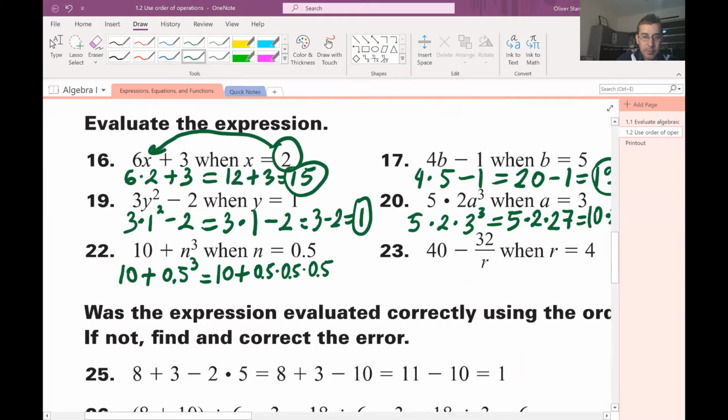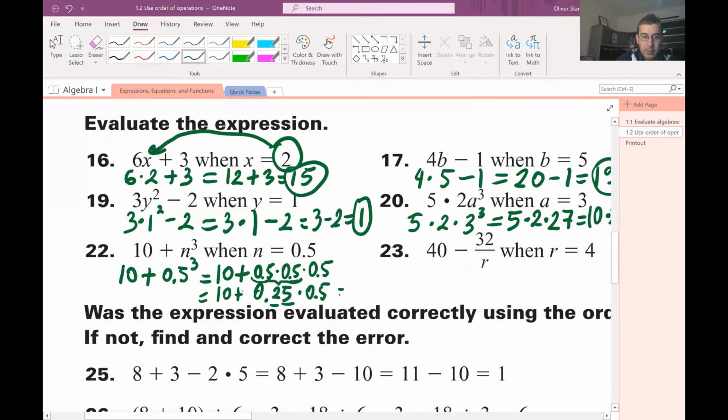0.5 times 0.5 is, what is 5 times 5? 5 times 5 is 25. So 25. And then we have 1 decimal place and 1 decimal, so 2 decimal places. So 1, 2 decimal places. So this is 0.25 and then times 0.5 here, and then we have the 10 plus here.